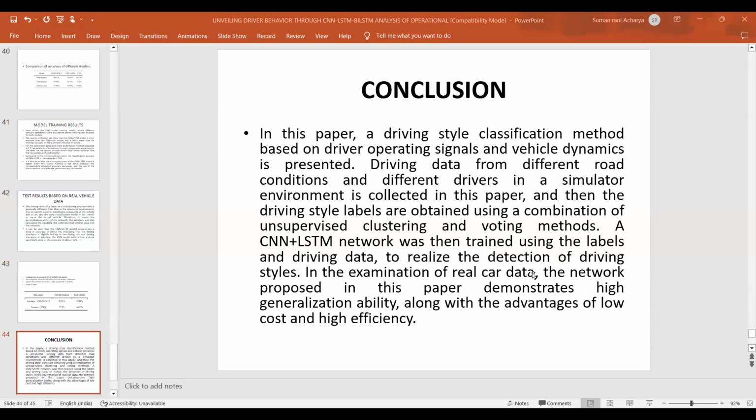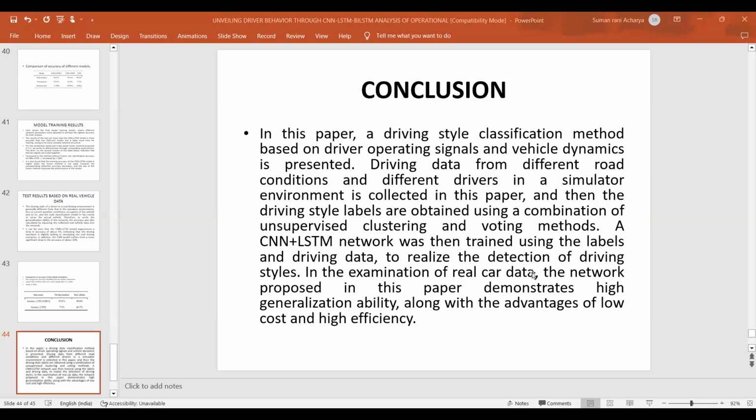Then there is the conclusion. In this paper, a driving style classification method based on the driver operating signals and vehicle dynamics is presented. Driving data from different road conditions and different drivers in a simulator environment is collected in this paper. Then the driving style labels are obtained using a combination of unsupervised clustering and voting methods. Then the convolutional neural network and the long short-term memory network were trained using the labels and the driving data to realize the detection of the driving styles.